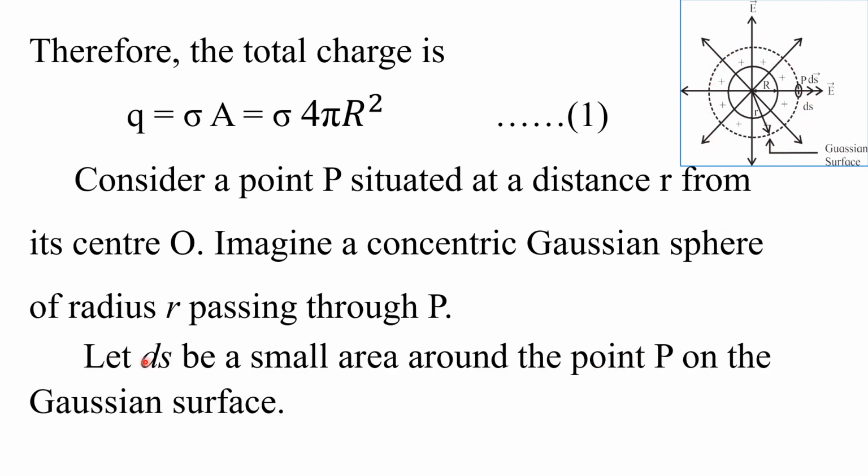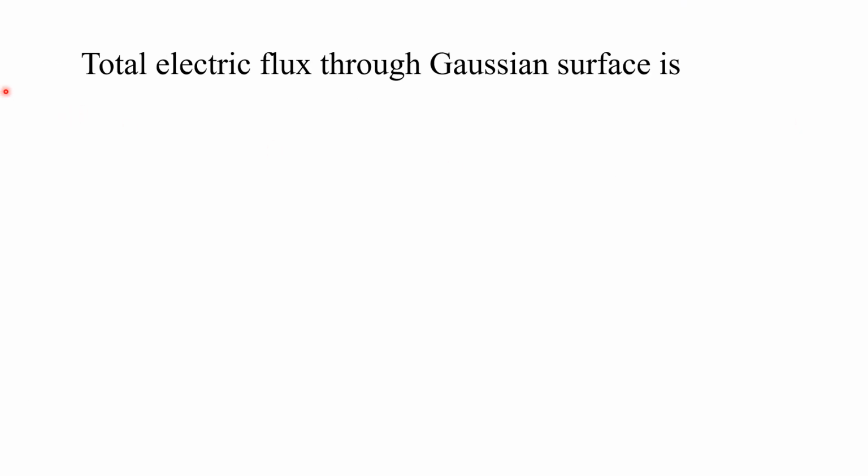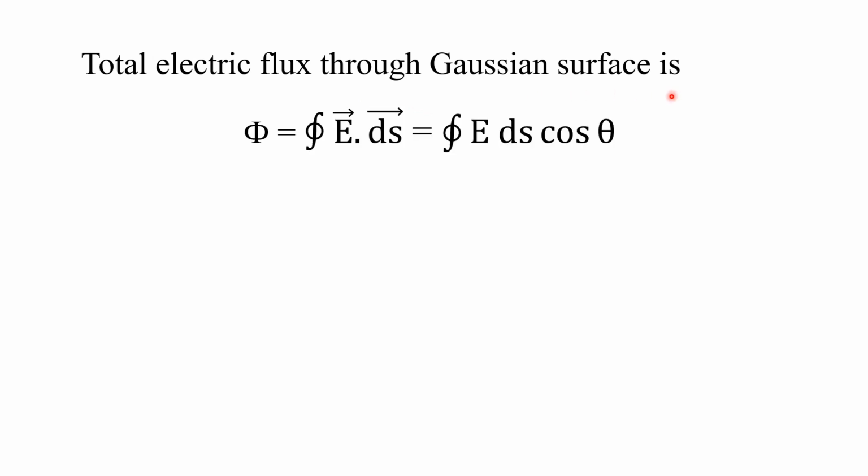Now let ds be a small area around the point P on the Gaussian surface. As I told you in the definition earlier, the total electric flux through the Gaussian surface is given by phi is equal to the integration of E dot ds.